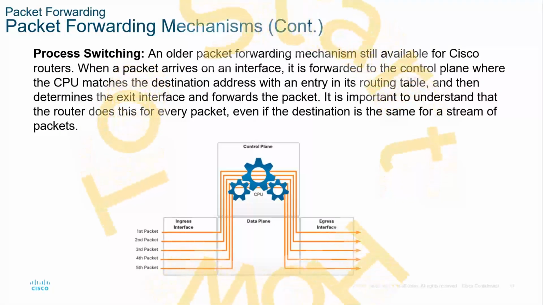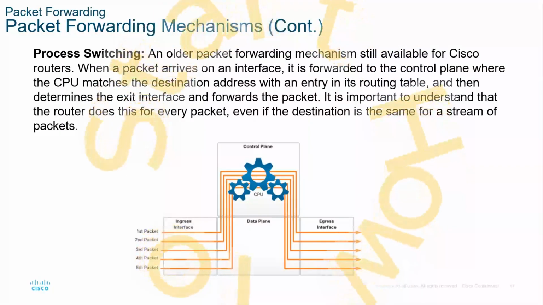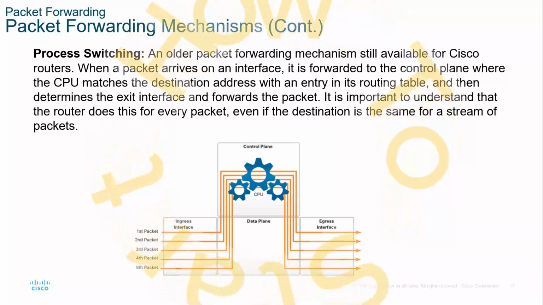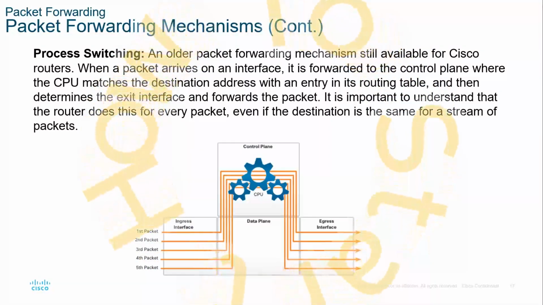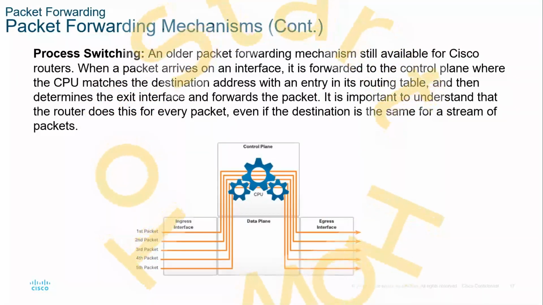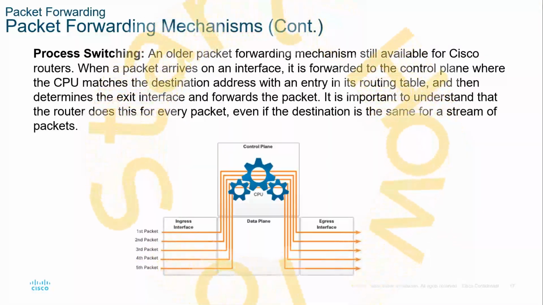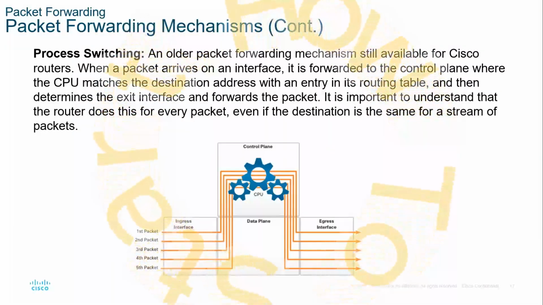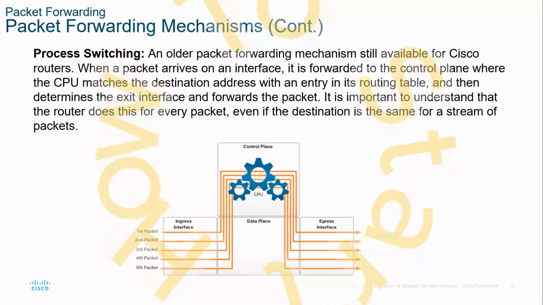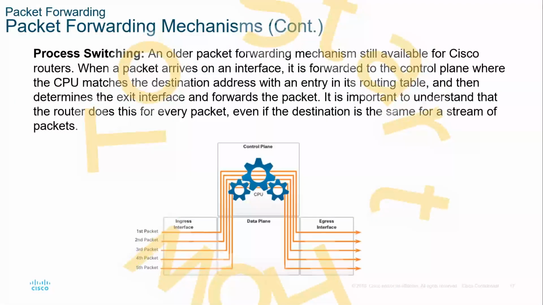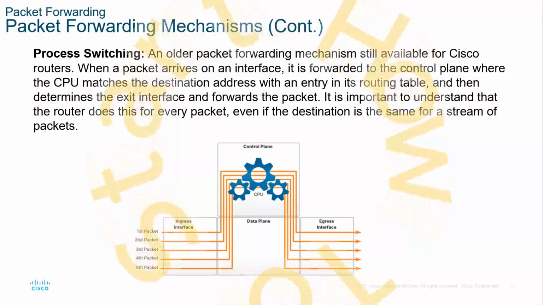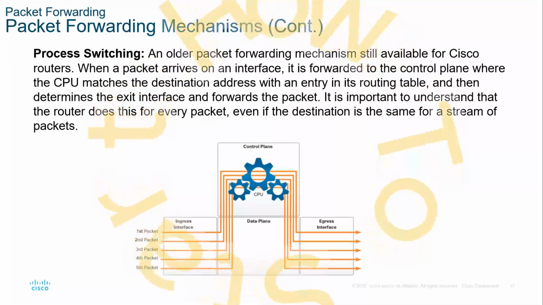So again, process switching is an older packet forwarding mechanism that's still available on most Cisco routers. Basically, when a router receives a packet on an appropriate interface, it is forwarded to the control plane where the CPU will match the destination address to an entry in the routing table, and then it will determine the appropriate exit or egress interface and then forward it to that interface. It is important to understand that the router does this for every single packet, even if the destination is the same for a stream of packets. The downside with that is it is CPU intensive.